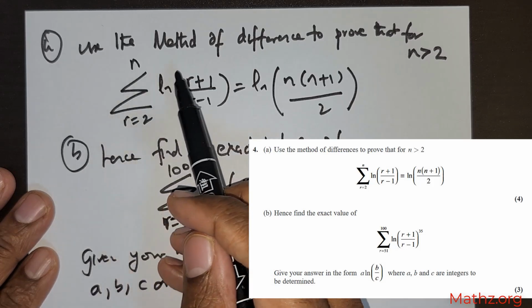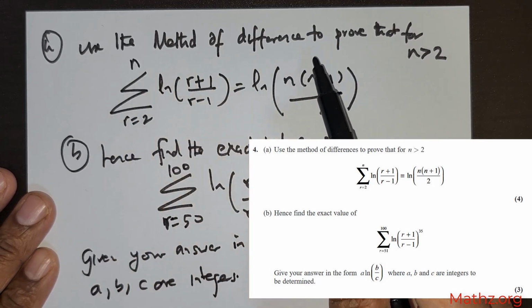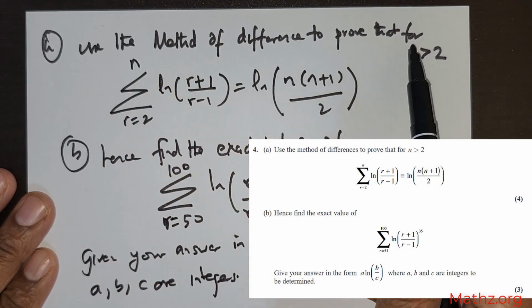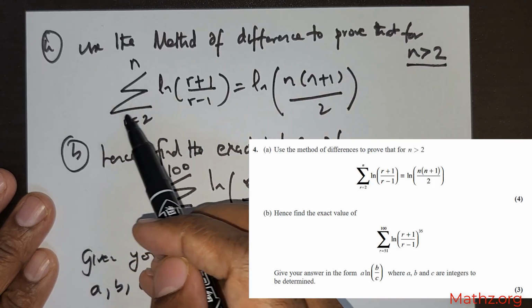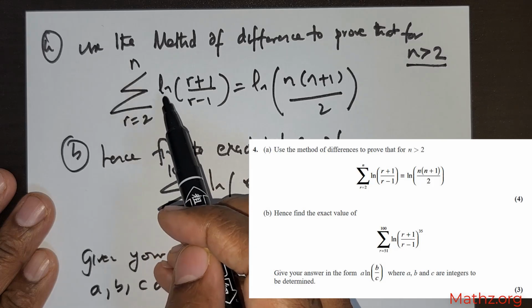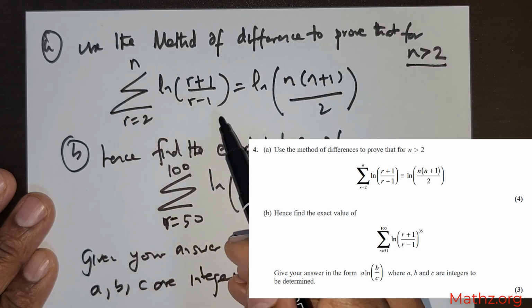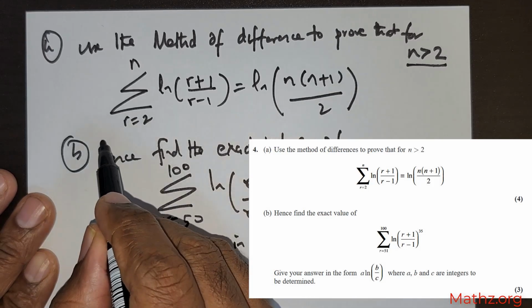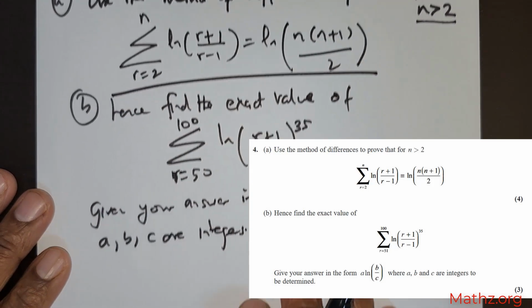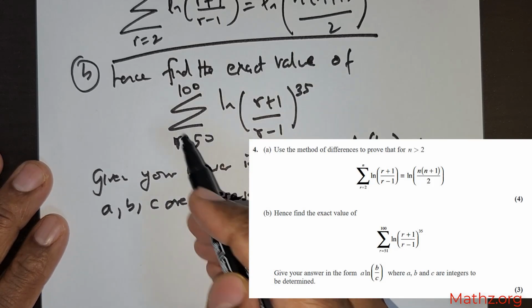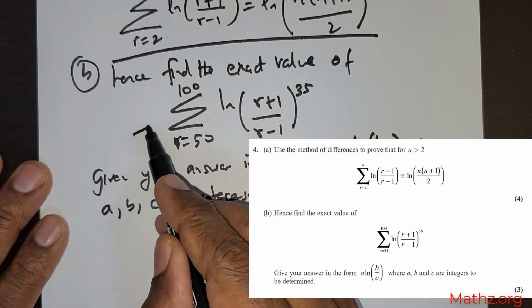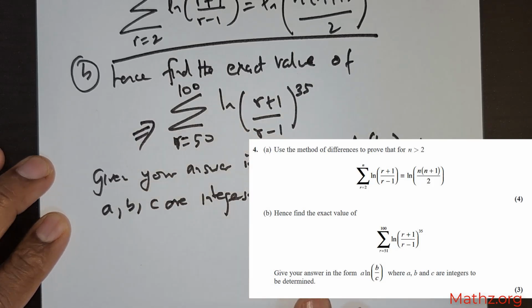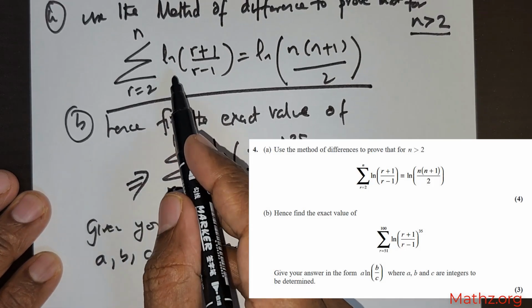Welcome everybody. We got this question. Use the method of differences to prove that for n greater than 2, sigma r is equal to 2 to n ln of (r positive 1) divided by (r negative 1) is equal to ln of n(n positive 1) divided by 2. So this is the first part, and then the second part we need to find the value of this summation. So what I will do is I will start with the first part.